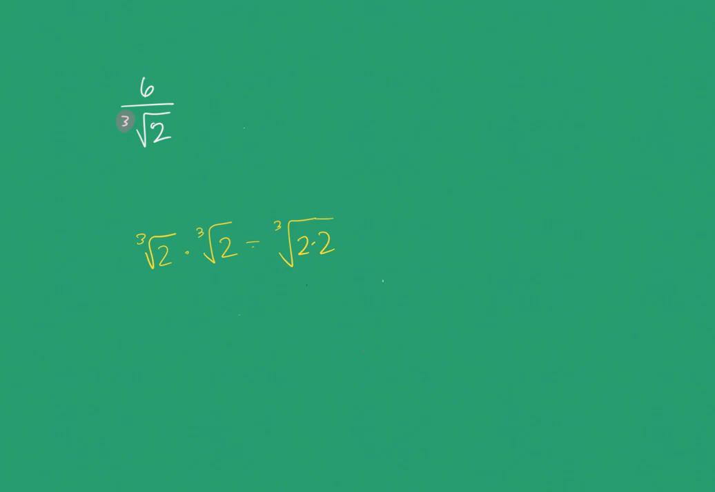There aren't enough 2's to come out. You would need 3 of them. So this is not going to be helpful. So what do we need? Well, we've got 1 2 under there. So what we really need are 2 more 2's under there. We need to have 2 and another 2. So we're really looking to multiply by the cube root of 4.